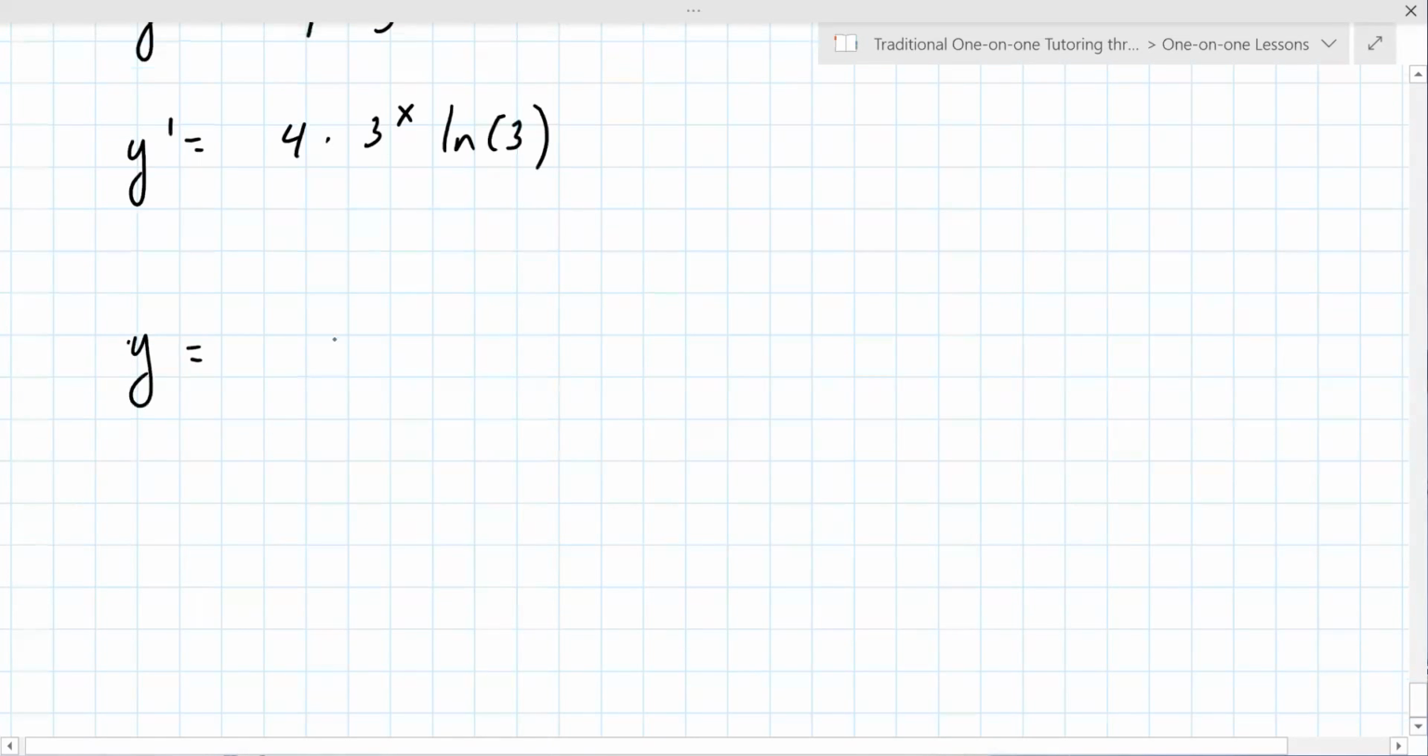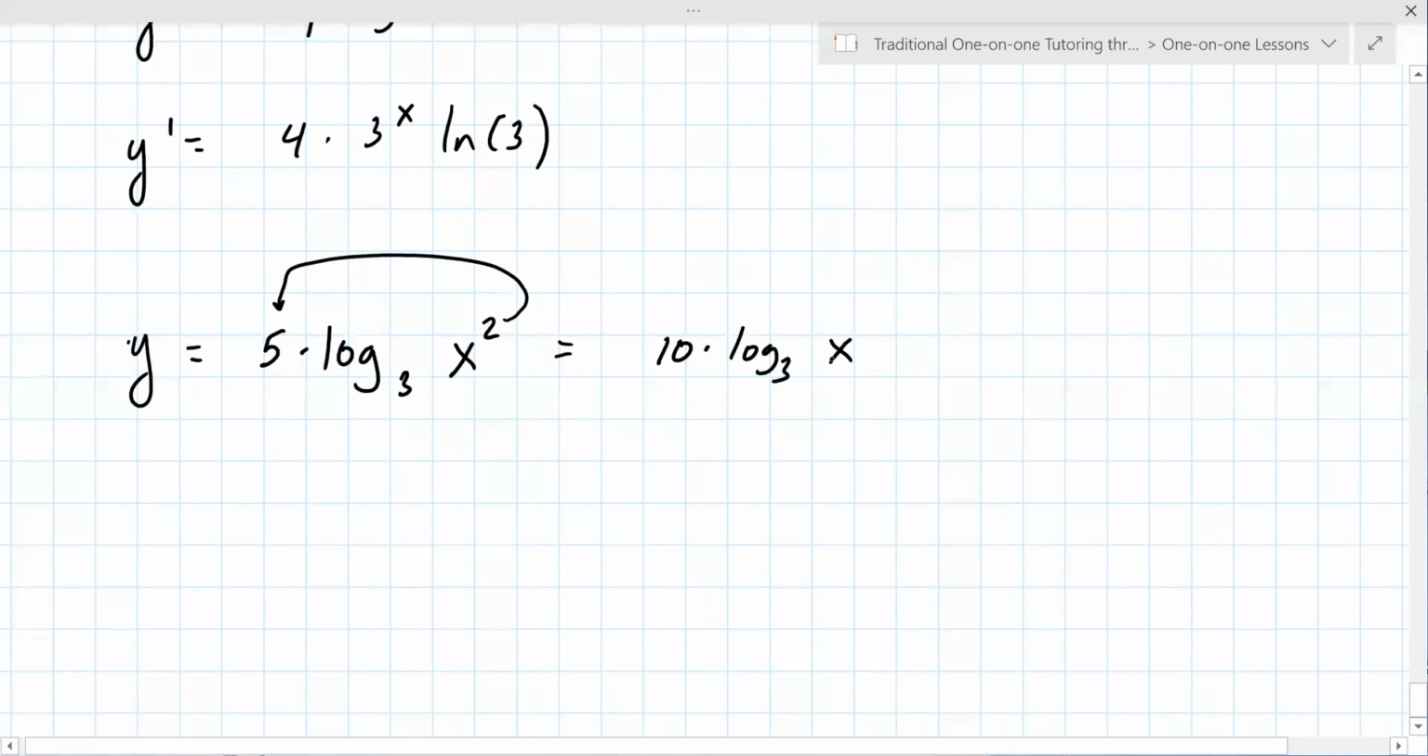So let's say it's y equals 5 times log base 3 of x squared. You keep the 5, well, but before that, you don't know how to take the derivative of this. You have to take this 2 and bring it down. So it's 10 times log base 3 of x.